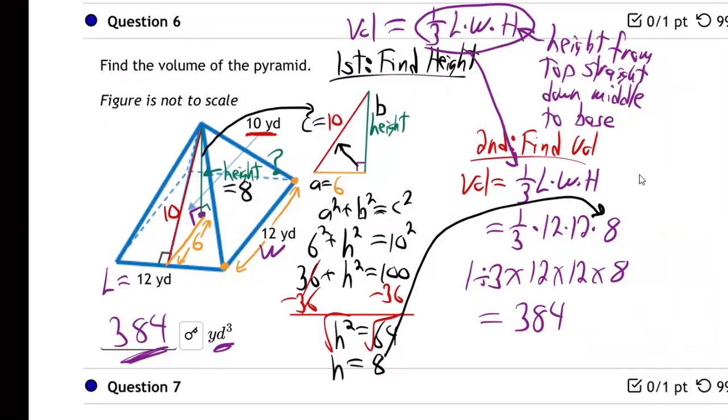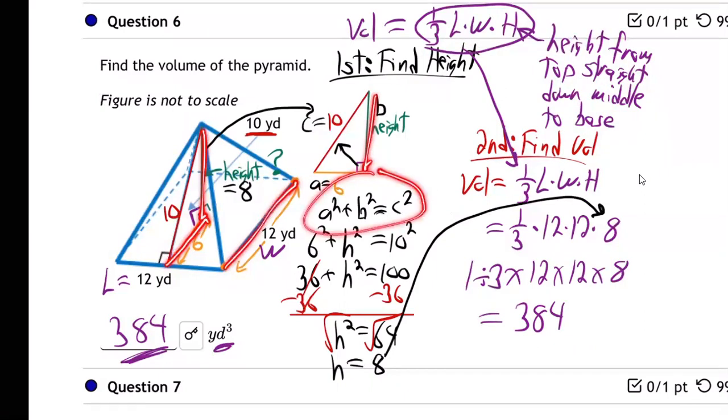So that's pretty tricky. The volume formula for a pyramid is 1/3 length times width times height. But remember, height is from the top straight down the middle to the base. They didn't give us the height, so we had to make a little right triangle to find the height right here. They gave us the 10, which is down the slant. We knew this bottom part was 6. Why? Because it's half of the 12, because it's out to the middle of the pyramid. So it's got to be half of 12. And then the height is what we're looking for.